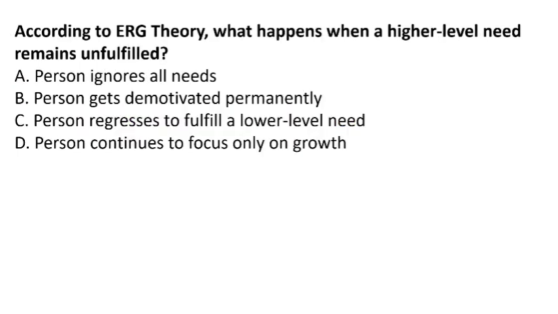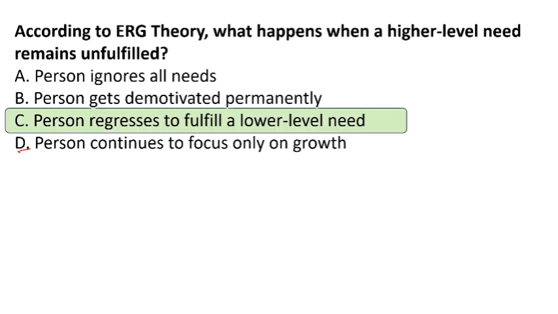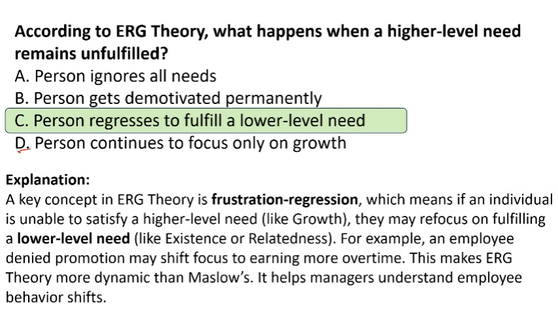Next, according to the ERG theory, what happens when a higher-level need remains unfulfilled? This is a kind of challenging question compared to Maslow's theory. Person ignores all needs, person gets demotivated permanently, person regresses to fulfill a lower-level need, or option D, the person continues to focus only on growth. So the right answer is option C, the person regresses to fulfill a lower-level need. Clear? See how it happens.